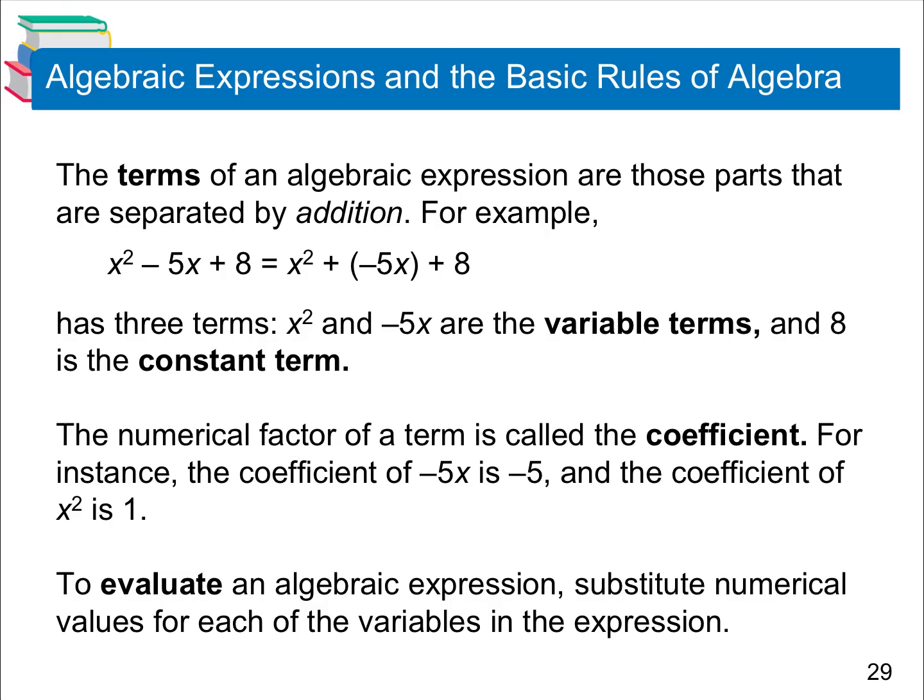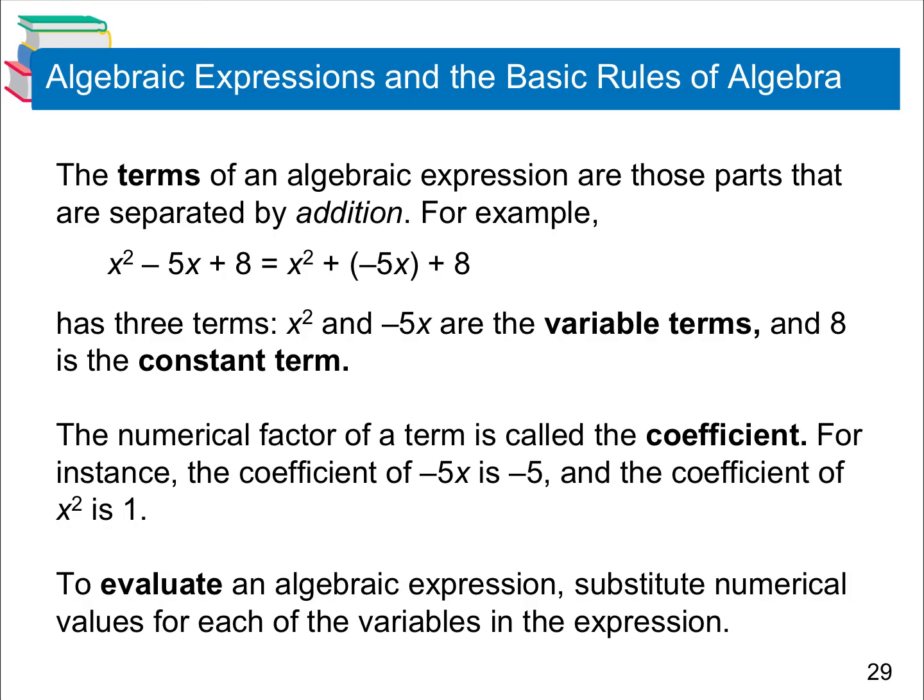Your variable terms are the ones that x is included in. So that x squared and that negative 5x are variable terms. The one that does not have a variable on it is called a constant. So a number by itself that's not attached to any letter is called a constant. Those variable terms also have a coefficient in them. Your coefficient is the number that's in front of the letter. In something like x squared, you don't have a number in front of that x squared, so it's understood that it's a 1. For the negative 5x, that negative 5 is your coefficient.